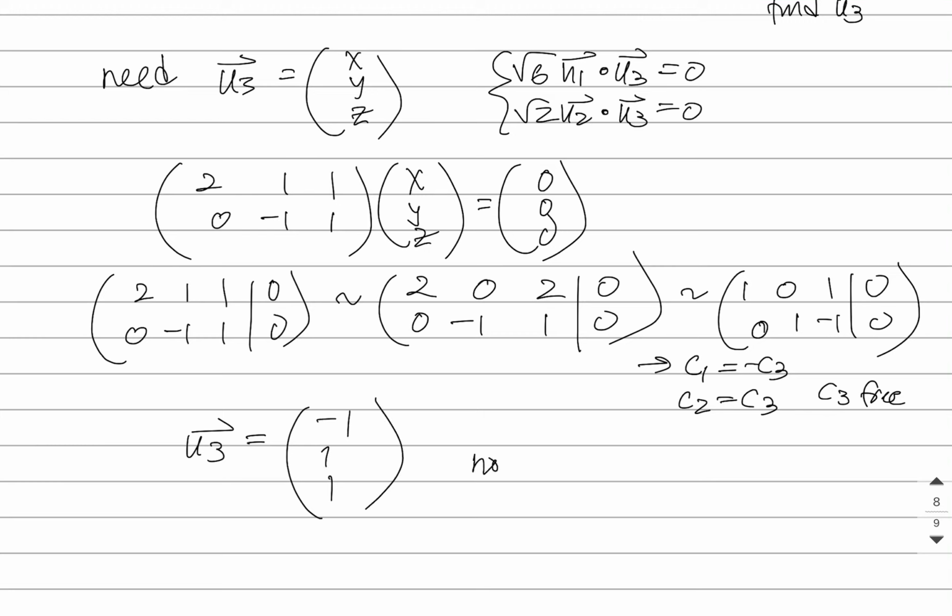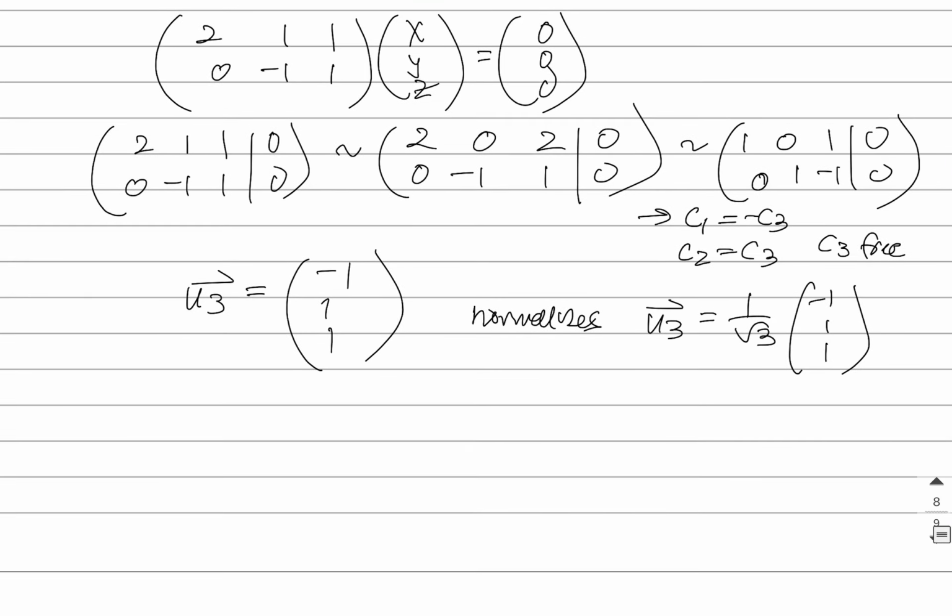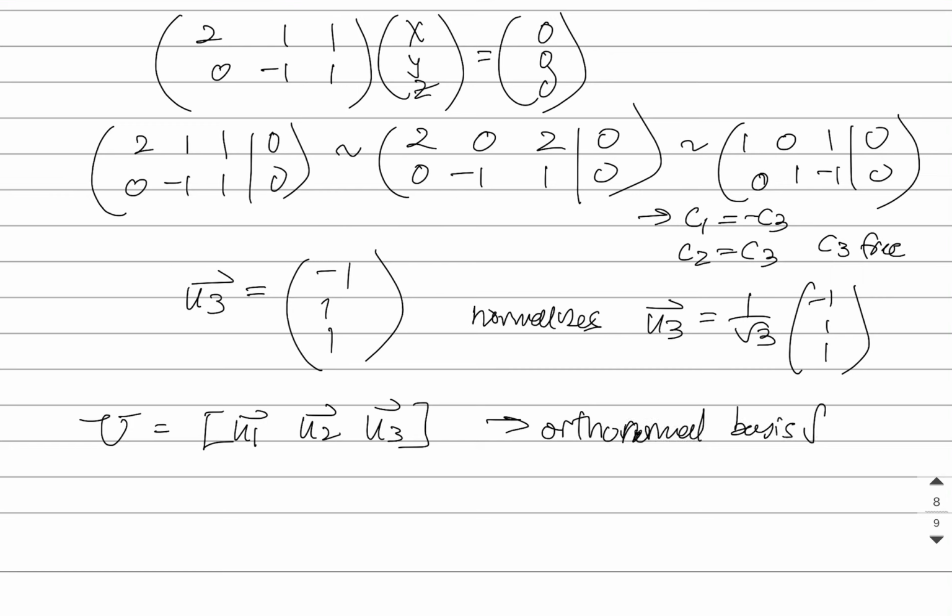And so you can normalize it, and we'll call this again U3. It'll be 1 over root 3, negative 1, 1, and 1. And that means that finally we've got this singular value decomposition. U is going to be U1, U2, and U3. And this is going to form an orthonormal basis for R3.